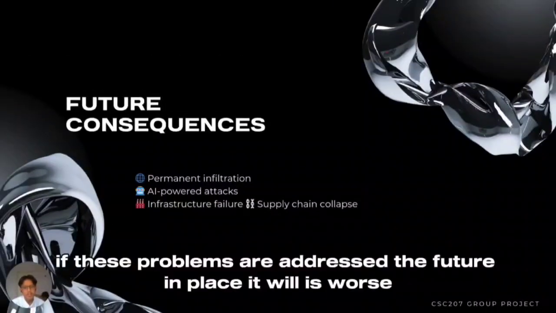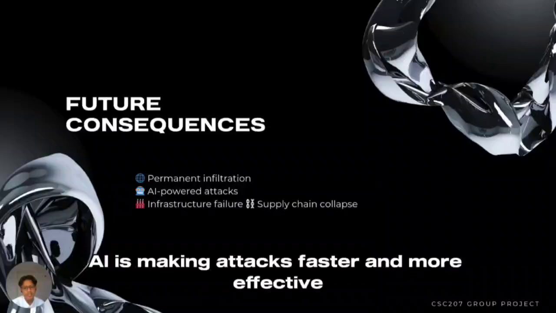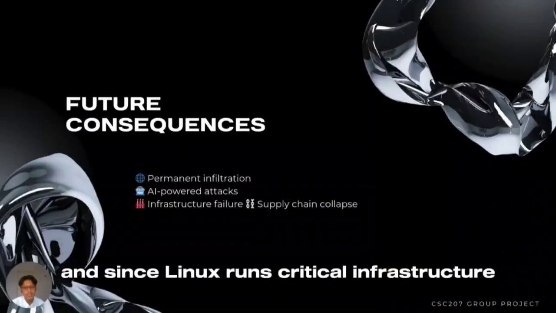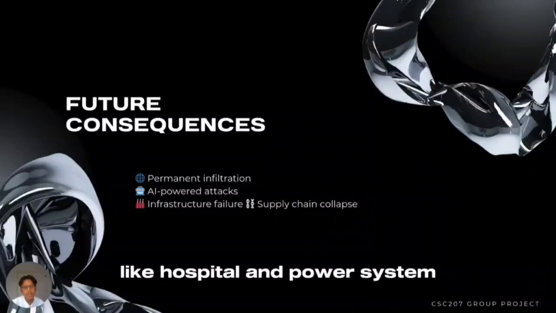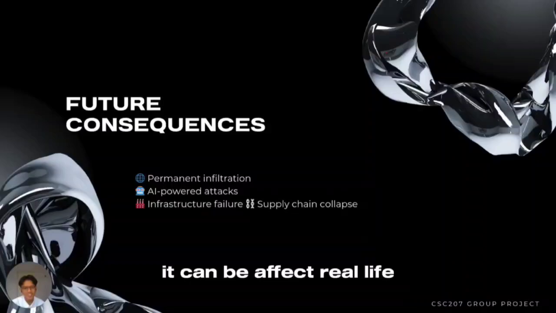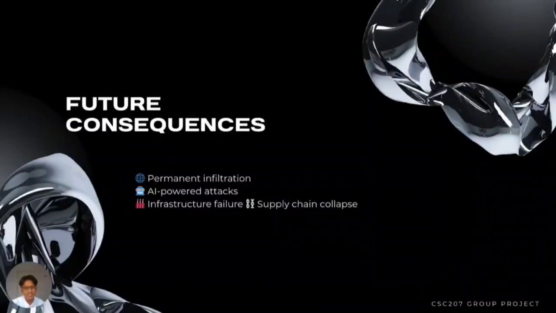If these problems aren't addressed, the future impact is worse. Attackers can stay hidden in a system for a long time. AI is making attacks faster and more effective. And since Linux runs critical infrastructure like hospitals and power systems, the damage won't just be digital. It can affect real life. That's why protection is necessary.